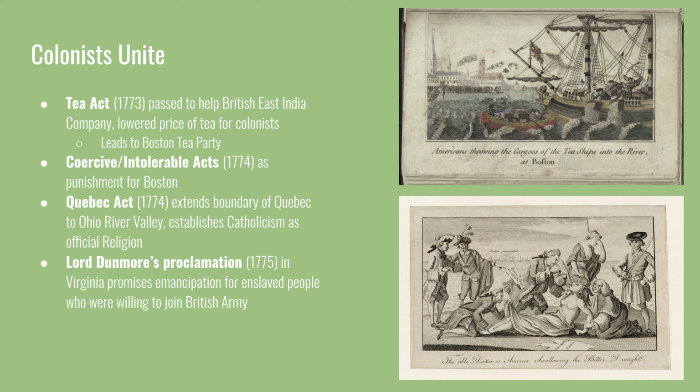Meanwhile, independently of the Coercive Acts, Parliament passes the Quebec Act. It organizes the rest of the Quebec territory. This is formerly French Canada, and it was gained after the French and Indian War. It extends the boundary for Quebec down to the Ohio River Valley, and it establishes Catholicism as the official religion in that territory. That angered the colonists in two different ways.